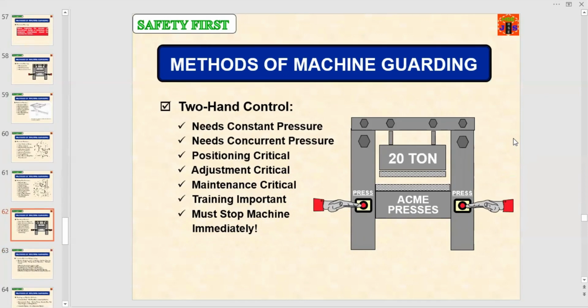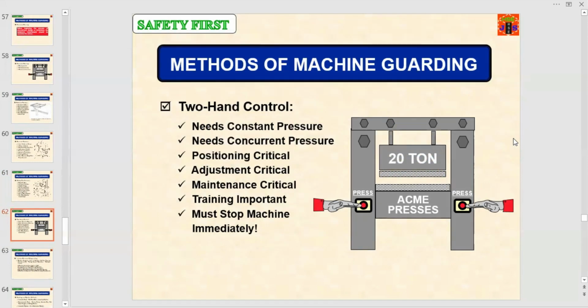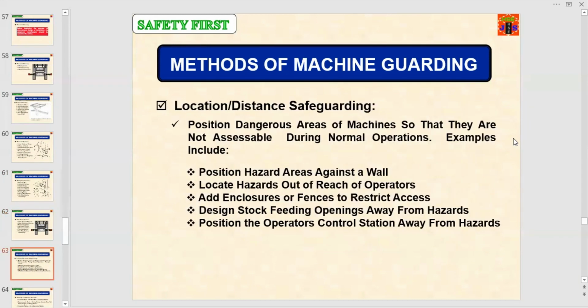Now, let us discuss the two-hand control device. It needs constant pressure, needs concurrent pressure, positioning critical, adjustment and maintenance critical, training important, and it has the capacity to stop the machine immediately. Number four, location distance safeguarding.